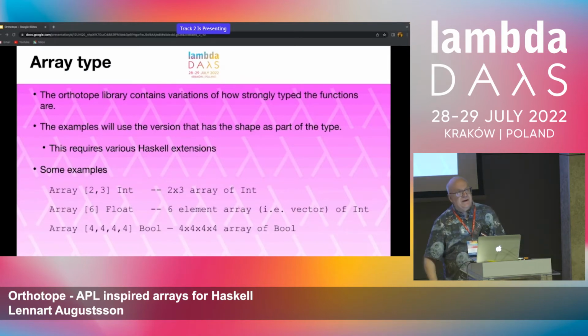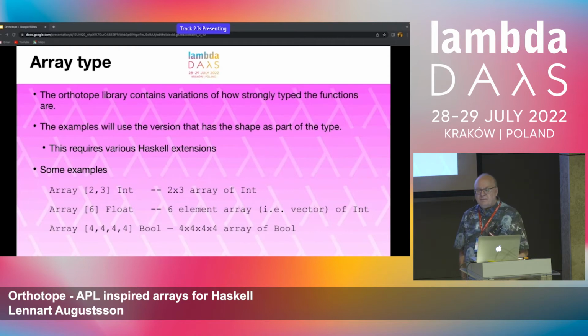Yes, so when I did this, I tried to make a library that is strongly typed so that the shape of the array is part of the type. This requires a number of Haskell extensions, of course, because you need numbers in the types. But you can see a few here. An array 2, 3 of int is a 2 by 3 array of integers. Array 6 is a 6-element array. Array 4, 4, 4, 4 bool is a 256-sized array of booleans.